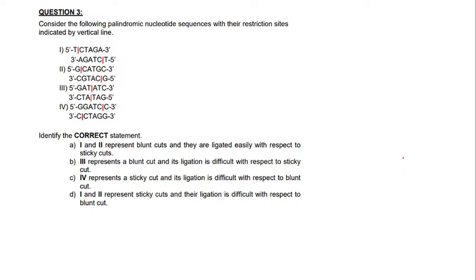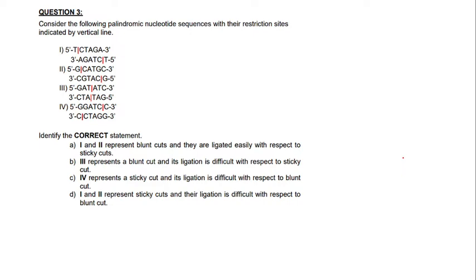Consider the following palindromic nucleotide sequence with the restriction sites indicated by vertical lines. There are four options, and palindromic sequence means complementary sequence, that if you read from same side, you will get same sequence. But different restriction sites have been given. So what it is asking is that first and second represent blunt cut, and they are ligated easily with respect to sticky cut.